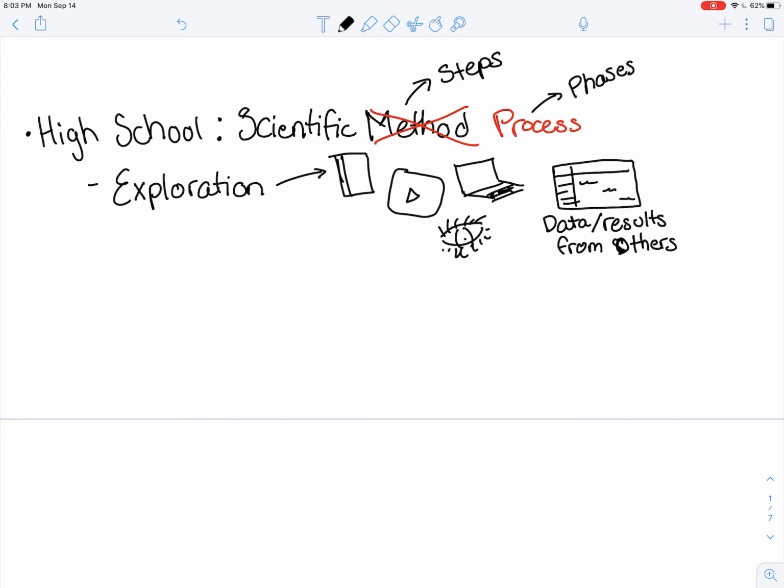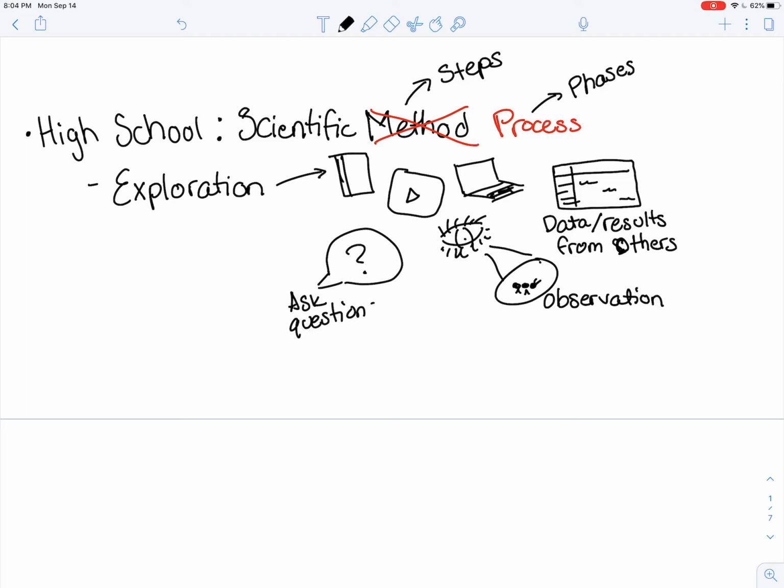But another way to explore things is by observing it. So here, it's going to observe this ant. So our own observations can be a source of exploration. Another way we explore what's around us is we ask questions. So I'm widening the net a little bit. Another way of exploration is sharing and collaborating with others.